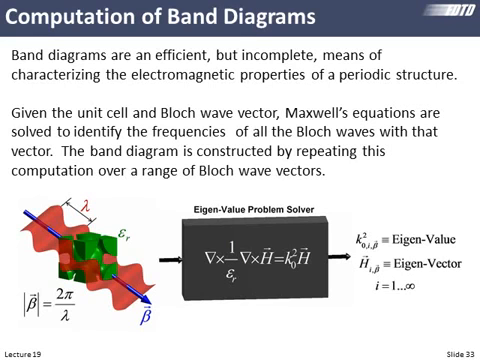So we wrap the black box around our solver, and we just keep asking for different Bloch wave vectors, a whole list of Bloch wave vectors, and it spits back these frequencies corresponding to all the different modes. We plot all this and line them up, and we get a band diagram.